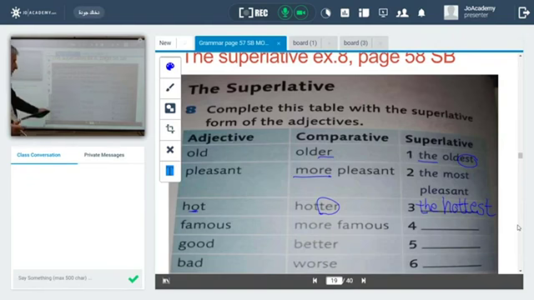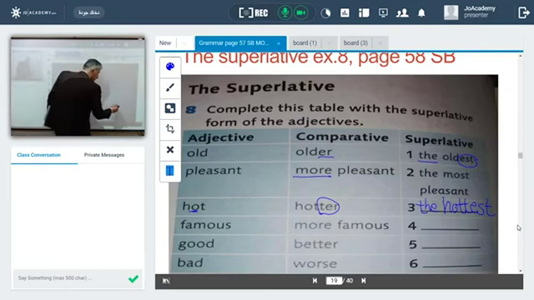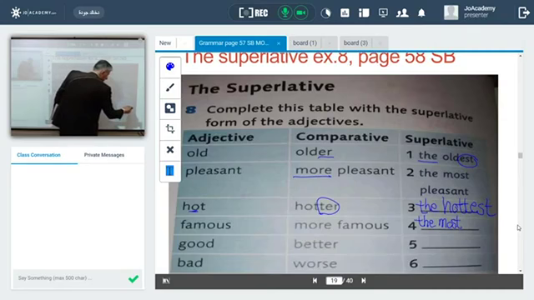Famous is famous, مشهور. He's a famous man. If I say this player is more famous than the other, more famous, I compare between two people or two cars. This car is more famous than yours. If I say it is the most famous, I need to write the most famous.